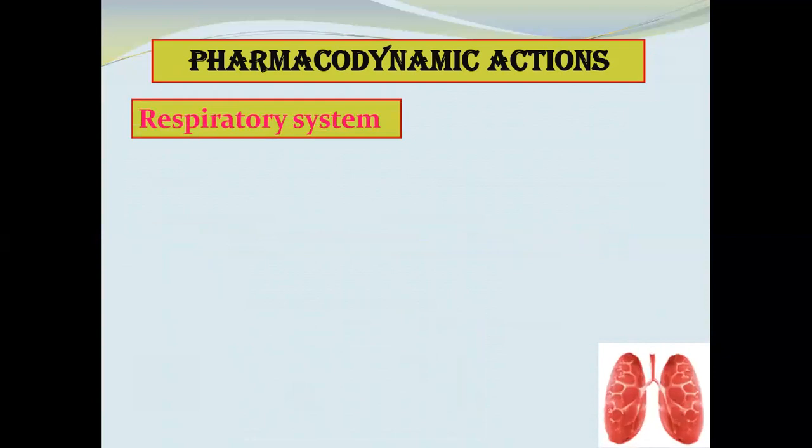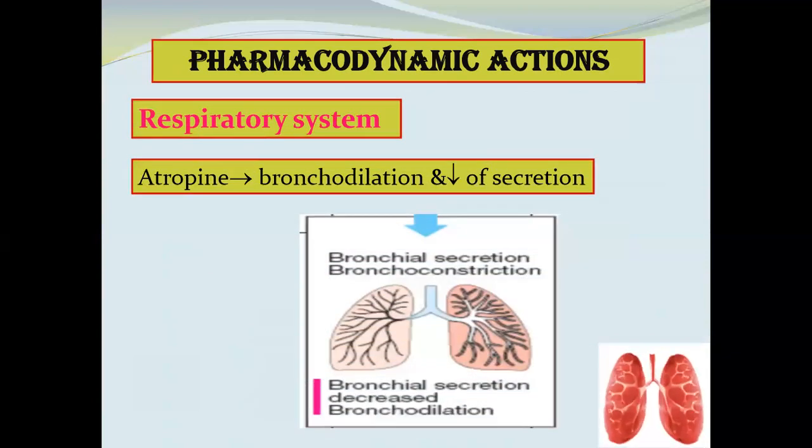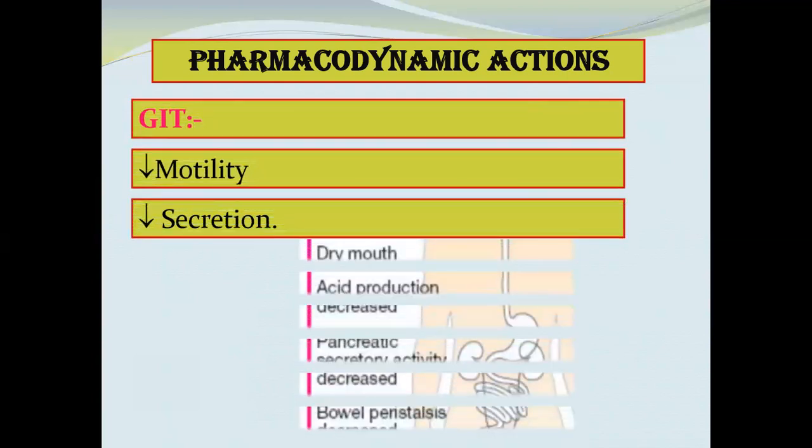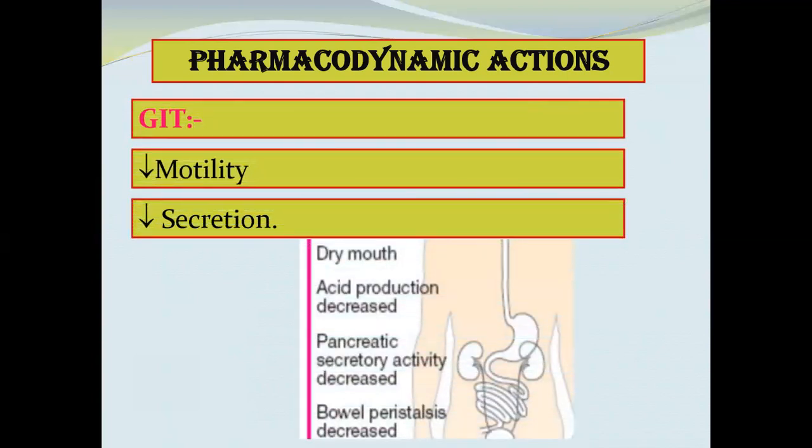In the respiratory system, atropine can cause bronchial dilatation and reduced secretions. So the secretions in the respiratory system can be reduced because of atropine. In the GIT, it can reduce GIT motility and reduce GIT secretions. This can result in dry mouth, acid production is reduced, pancreatic secretions are decreased, and peristalsis is reduced.